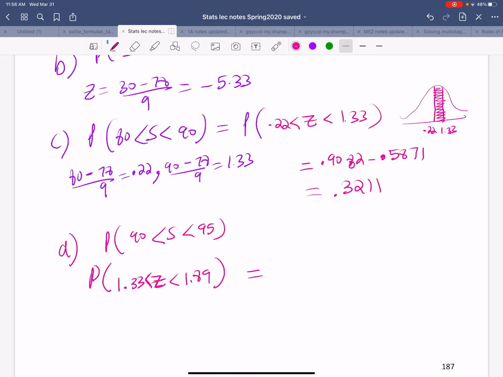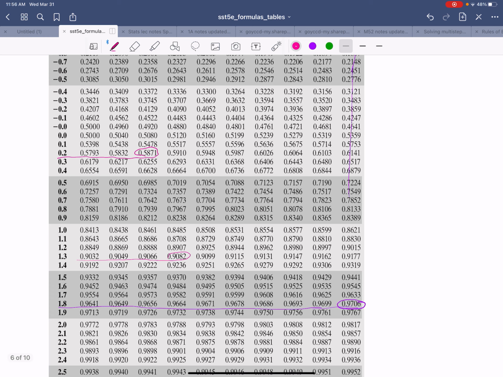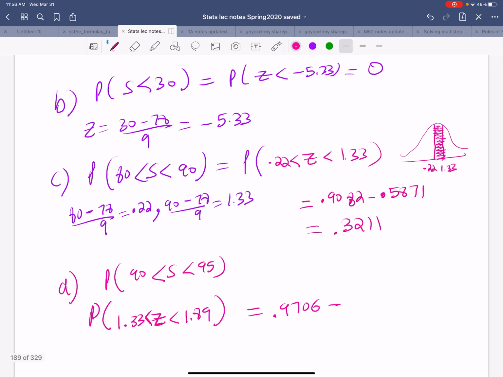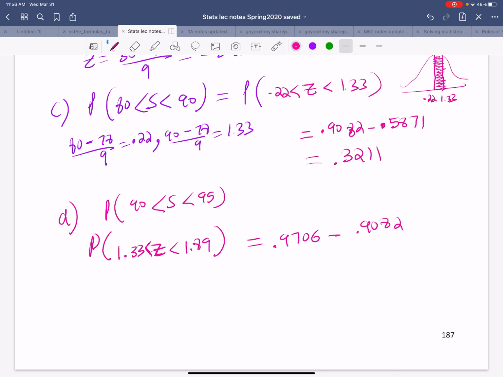What's the area to the left of 1.89? Let's check our table. 1.89 is 0.9706. We did it in the earlier problem too. The area to the left of 1.33 is 0.9082. We also did it in the previous problem. So 0.9706 minus 0.9082 turns out to be 0.0624.